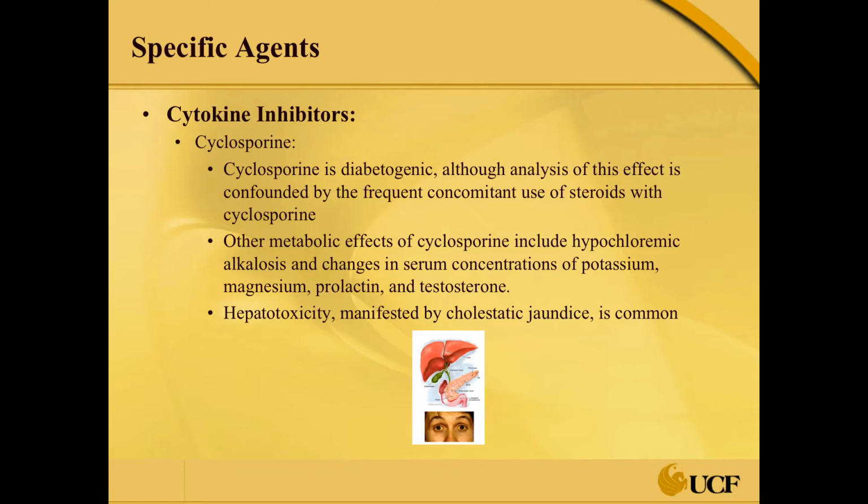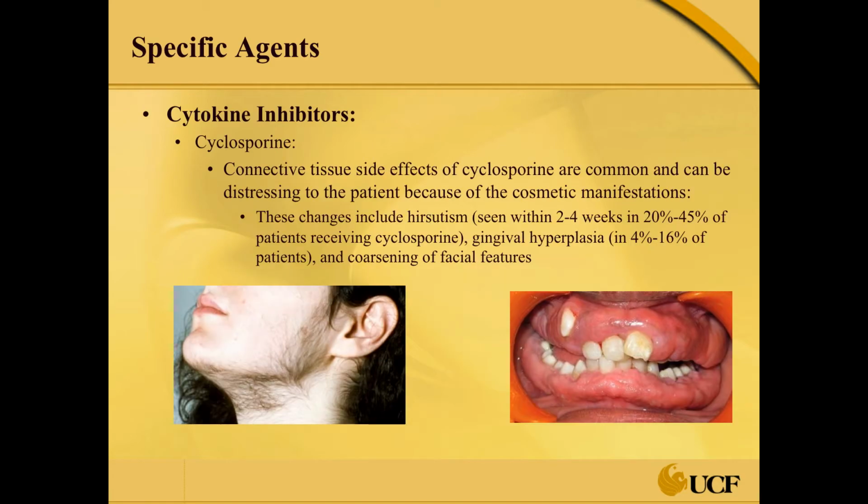Hepatotoxicity manifested by cholestatic jaundice is also common, and we looked at that term in the last lecture as well. That slowing of the movement of bile basically results in this hepatotoxicity.